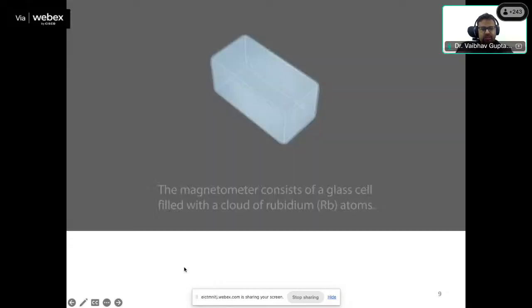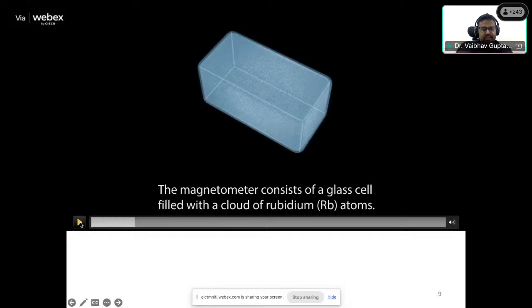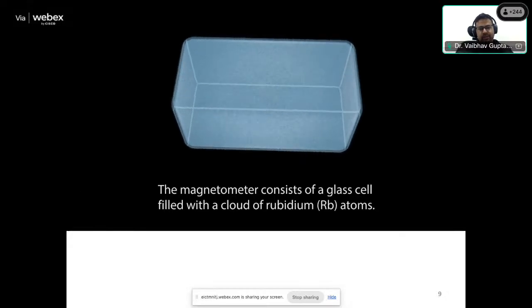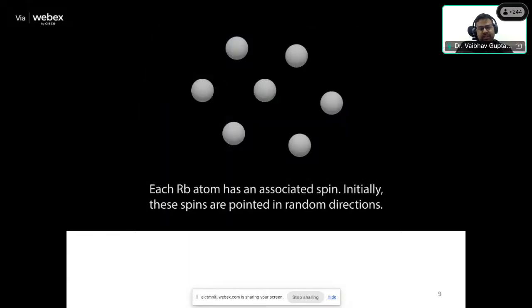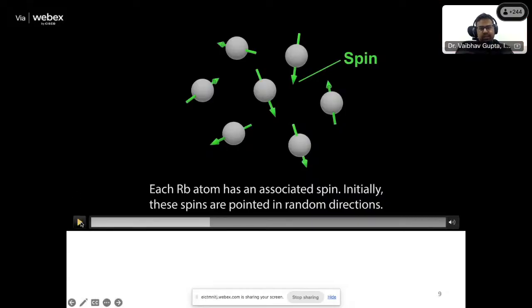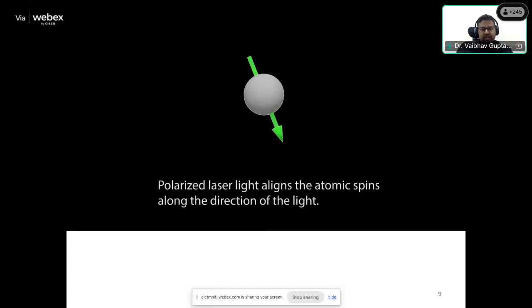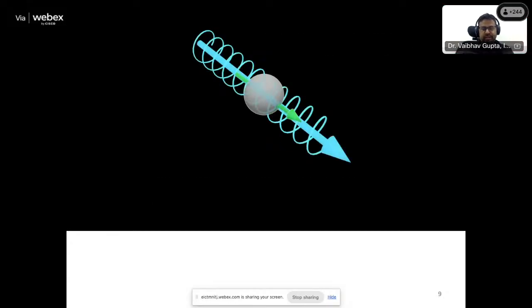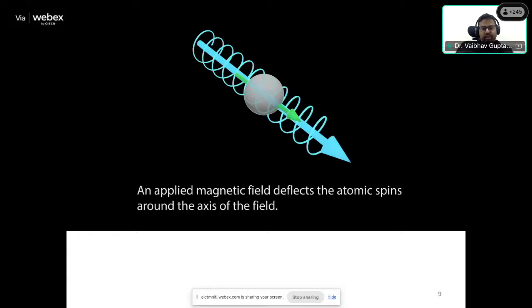And what you see in the video is a cell. It's like a closed glass cell, and inside this cell there are rubidium atoms. And all of these rubidium atoms have polarization or spin in different directions, right? So the spins are randomly oriented. Now what you see is that you come up with a circularly polarized light, and this light will align the direction of the spin in its propagation direction.